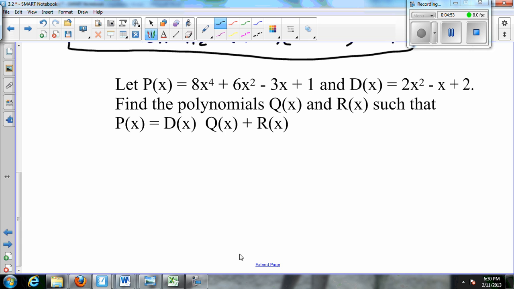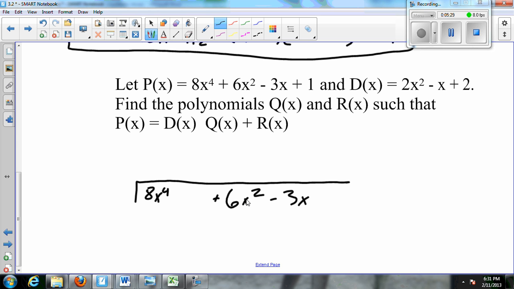Okay, so our next problem, let p of x equal 8x to the fourth plus 6x squared minus 3x plus 1, and d of x equals 2x squared minus x plus 2. We want to find q of x and r of x so that we can finish the division algorithm. So inside the box, put p of x, 8x to the fourth. I'm going to leave a space because we have no third degree. And then plus 6x squared minus 3x plus 1. Outside we're dividing by 2x squared minus x plus 2.